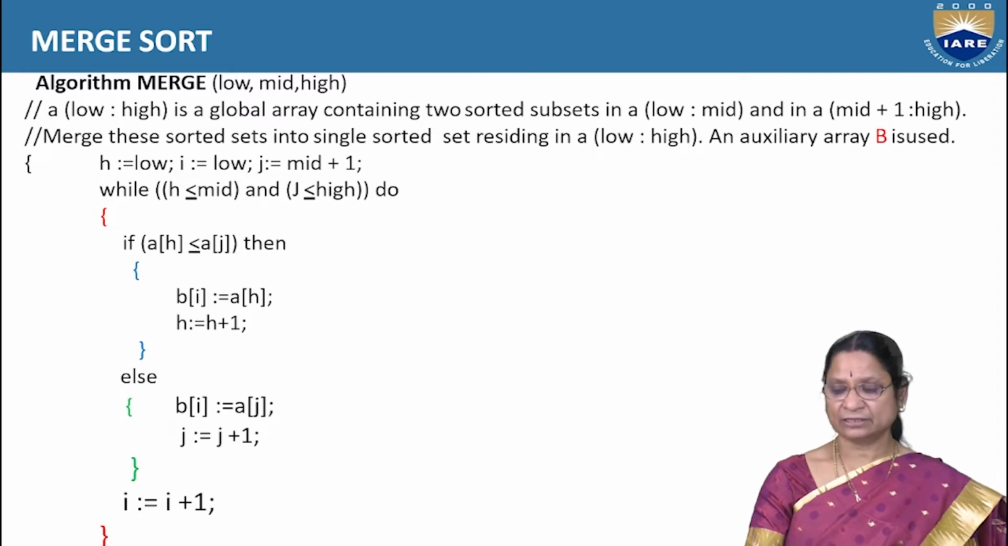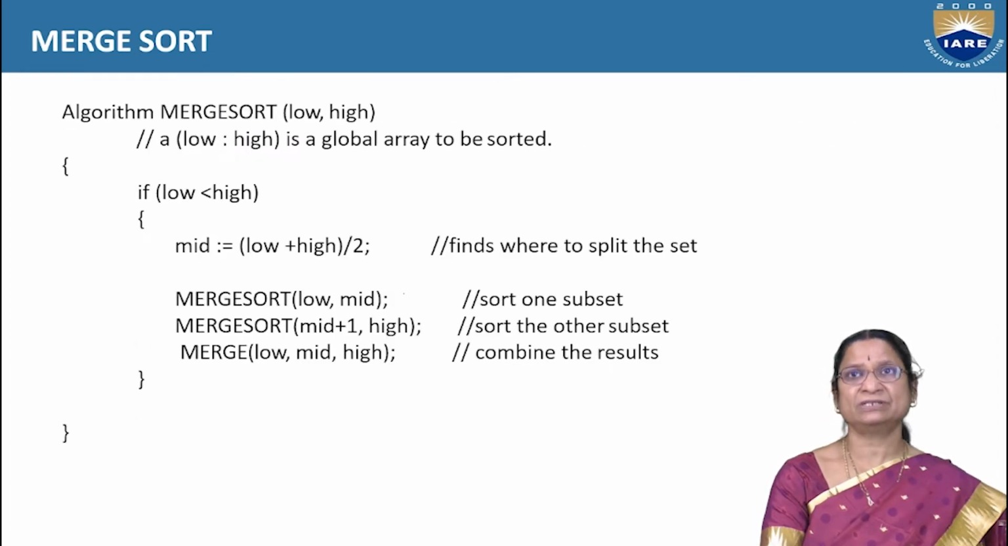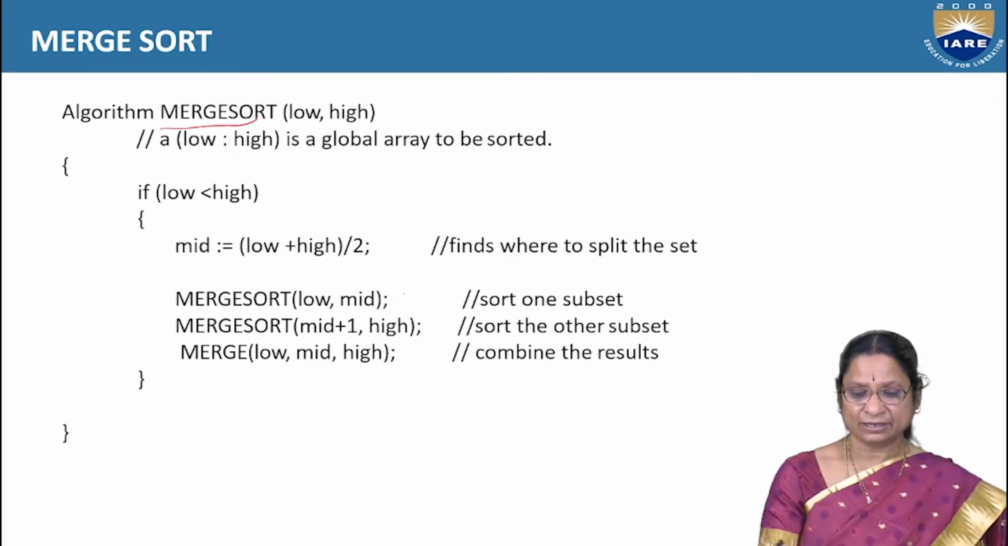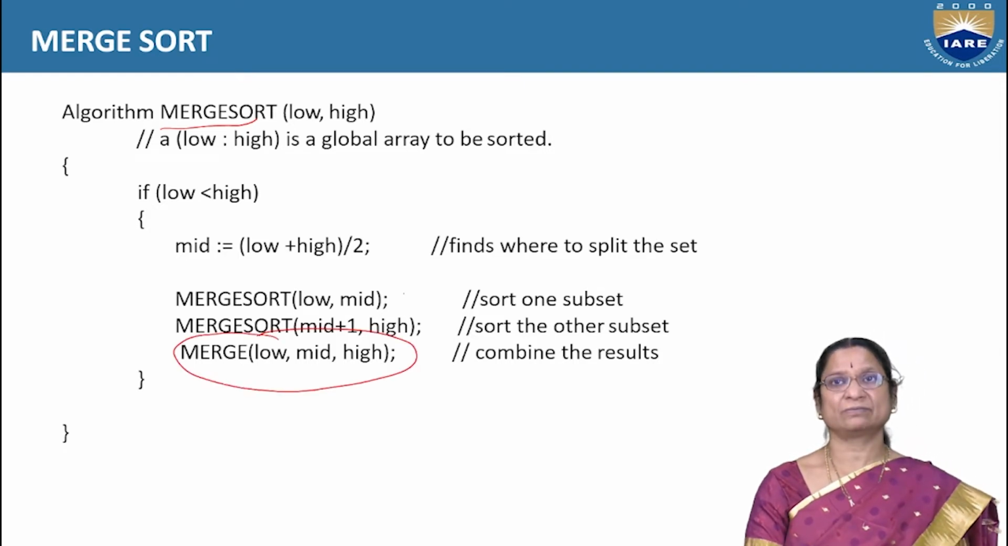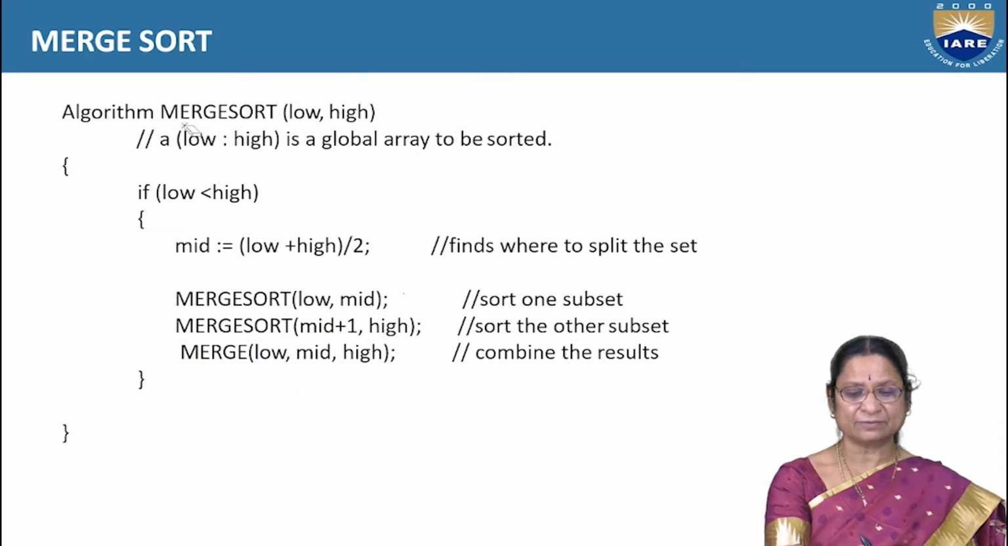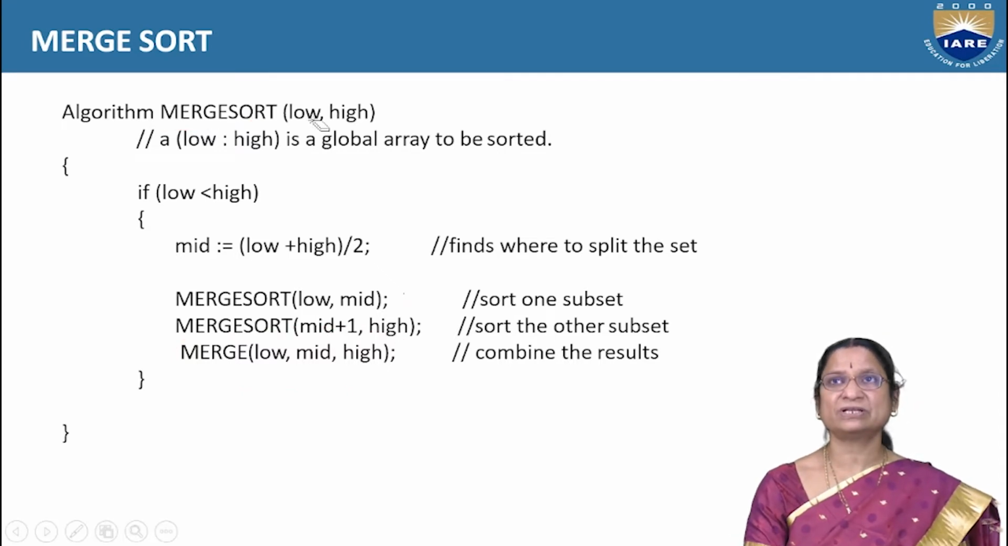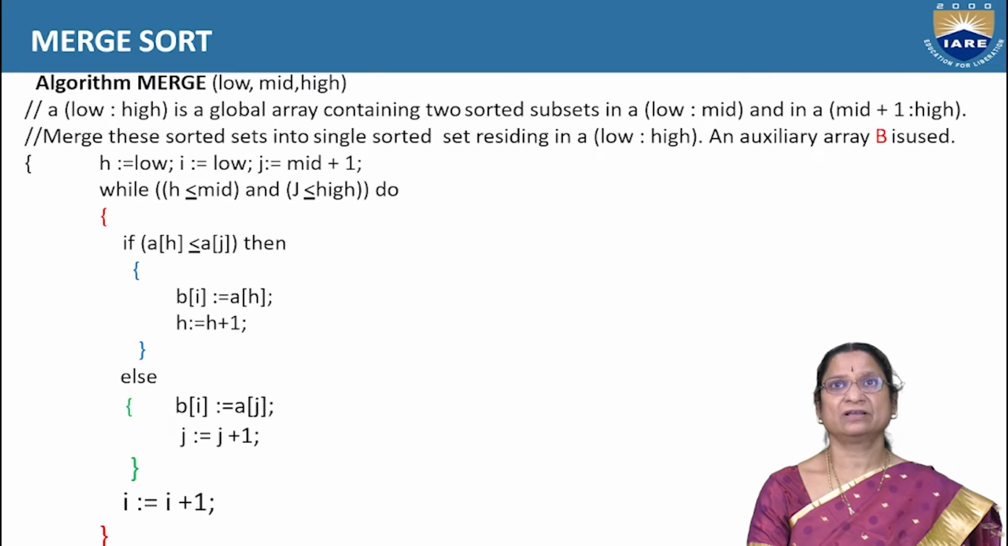So this is the overall algorithm of merge sort actually. But what is the other algorithm used here? Which algorithm? The merge algorithm. So how is this merge algorithm working, we are calling it. First we have to learn how it works: merging of two arrays we are considering.